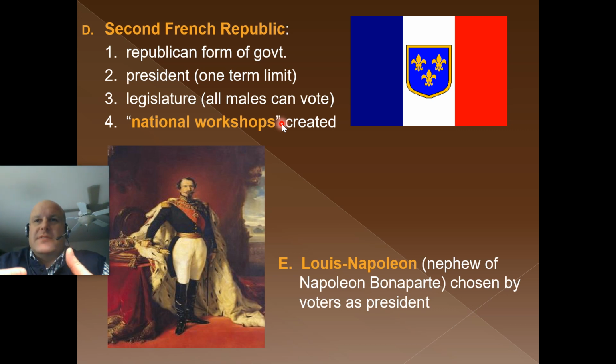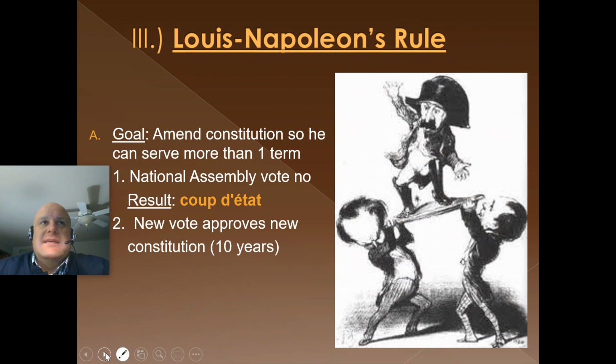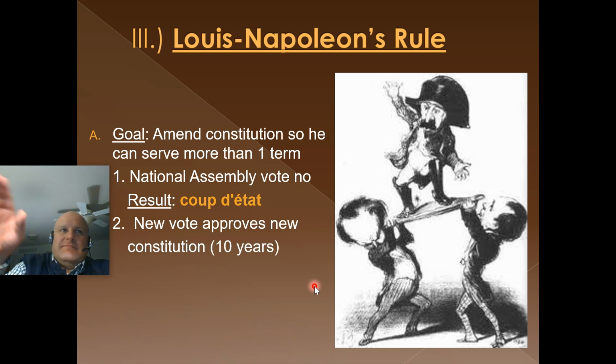Ultimately, we come back to the nephew of Napoleon Bonaparte. Louis Napoleon is chosen as president. His goal is to amend the Constitution so he can serve more than one term. Of course, he's going to try to gain more power. The National Assembly votes no on this, and he stages a coup d'etat to override the National Assembly. Remember who the National Assembly is? That legislative body in France. And the new vote approves the Constitution for 10 years.